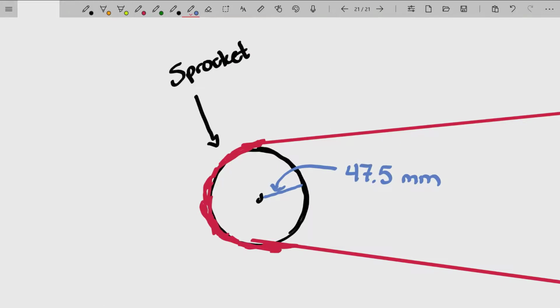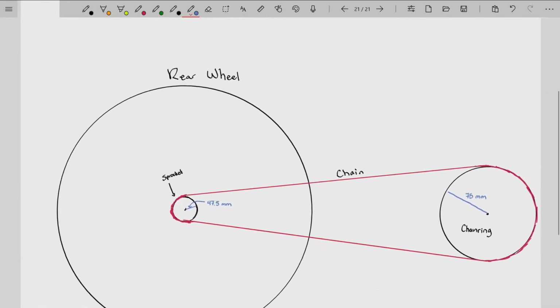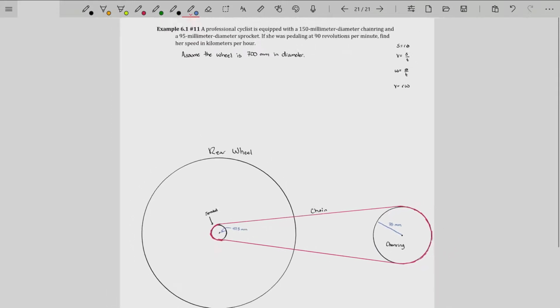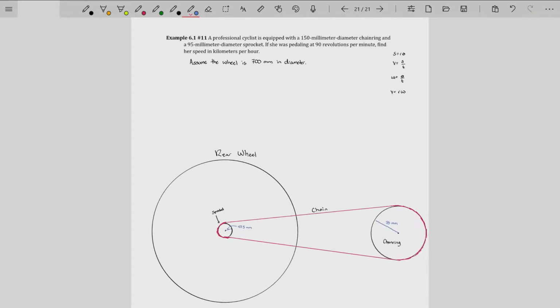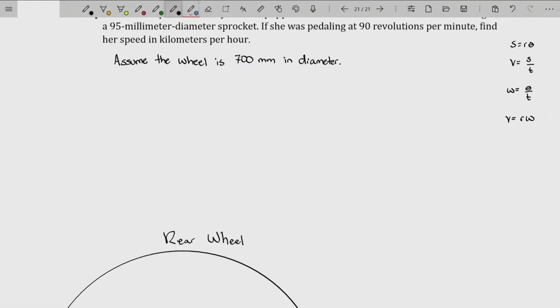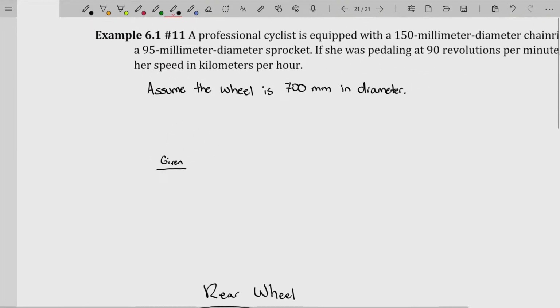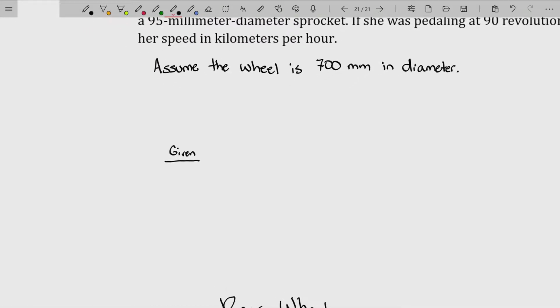Because, is that right? Yes. That'll be a 95 when you double that up. Let's see what else we're given. She was pedaling at 95 revolutions per minute. So I'm going to write that up here as a given. We were given that she was pedaling at, was it 95? 90 revolutions per minute. So that means her angular velocity is going to be something with 90 revolutions per minute.